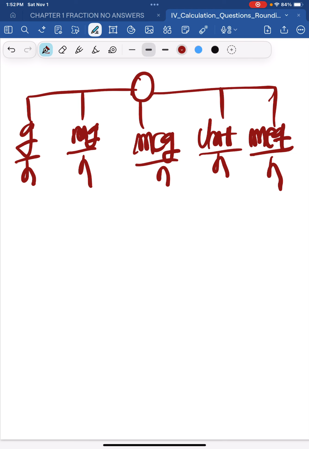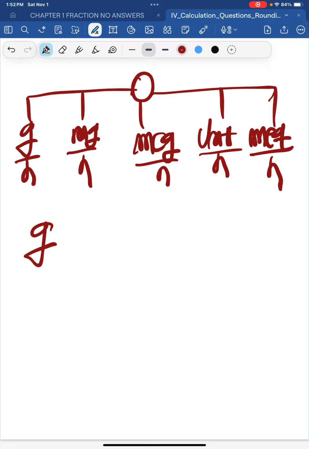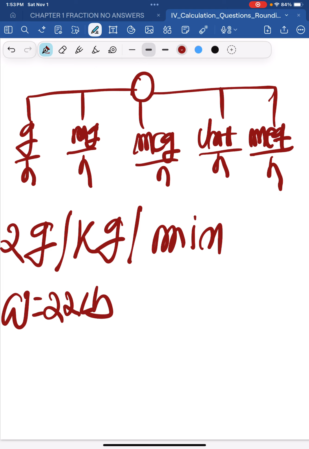So now, dear friend, we talked about gram per kilogram per hour. We talked about gram per minute. So let's talk about now gram per kilogram per minute, and then the weight is 22 pounds. Let's call this 2. Because we have 2 gram per kilogram per minute, for any order that is per kilogram of body weight, if the weight is not in kilogram, convert that to kilogram by dividing by 2.2. Now you have 10 kilogram.